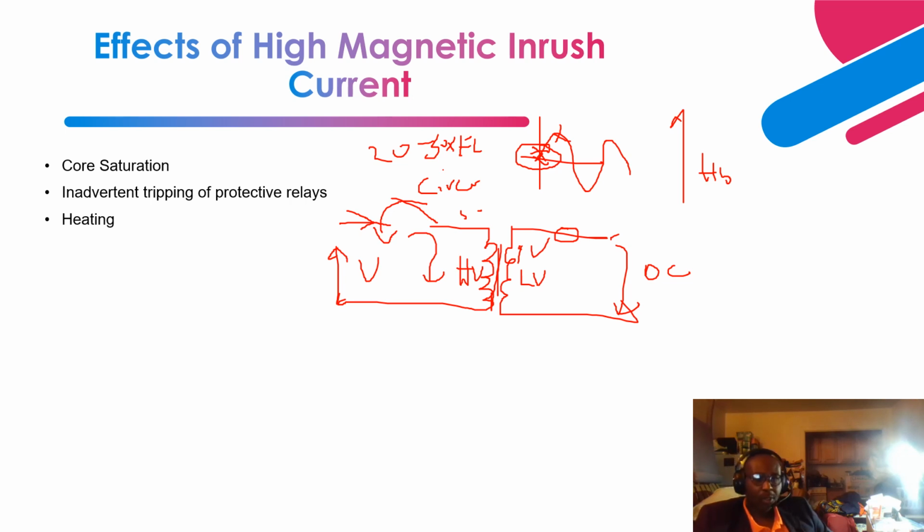Why? So what will happen? You have the magnetization core right here. This is the resistive part, this is the reactance part. We have the magnetization current, I0, that is going to flow. That high inrush current can saturate the core.